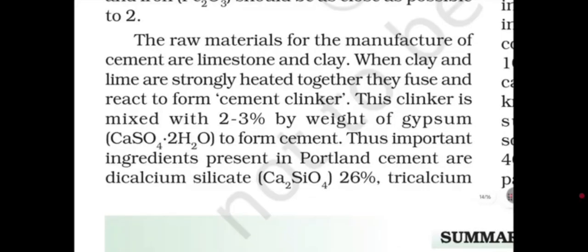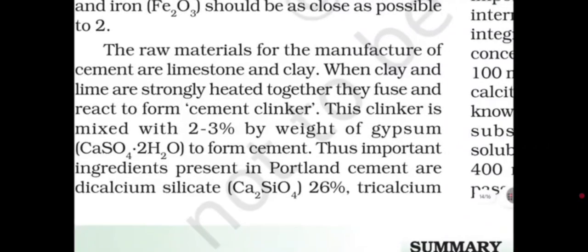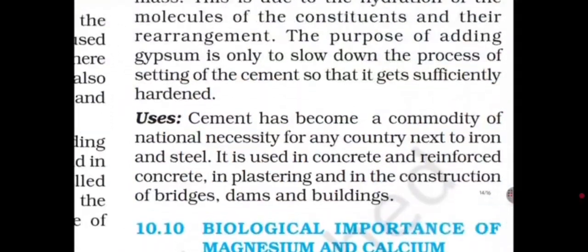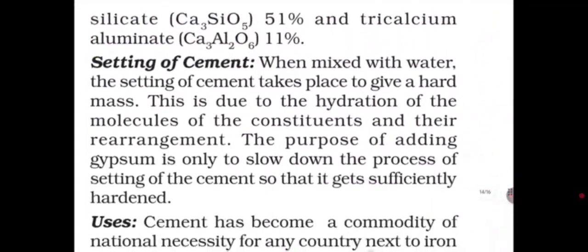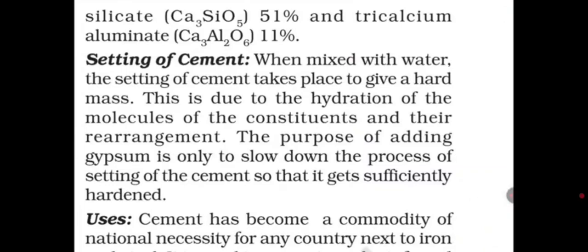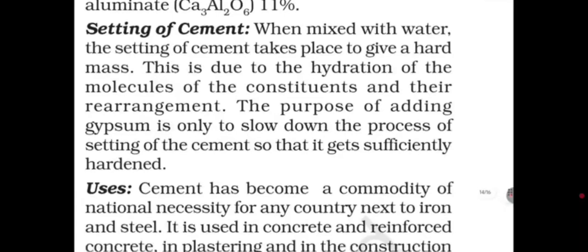The raw materials for the manufacture of cement are limestone and clay. When clay and lime are strongly heated together, they fuse and react to form cement clinker. The clinker is mixed with 2 to 3% by weight of gypsum, CaSO4·2H2O, to form cement. Thus, important ingredients present in Portland cement are dicalcium silicate, Ca2SiO4, 26%, tricalcium silicate, Ca3SiO5, 51%, and tricalcium aluminate, Ca3Al2O6, 11%.